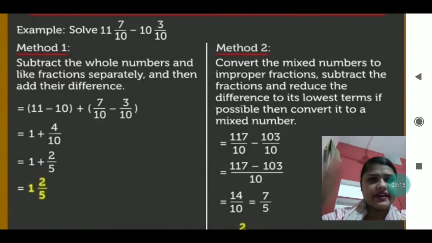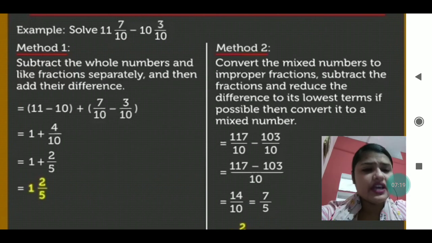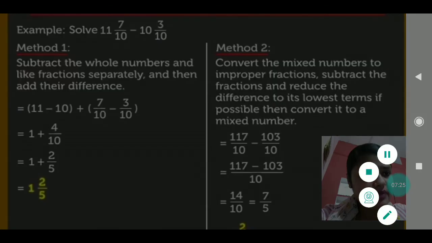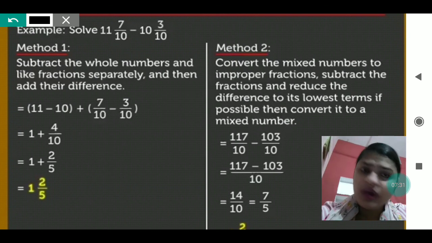You must see, my dear, here also the numbers are given like fractions, but both the numbers are given in mixed fraction. Mixed numbers are there, na? Mixed fraction it is given. So first we will do what? We will convert those mixed numbers into improper fractions.